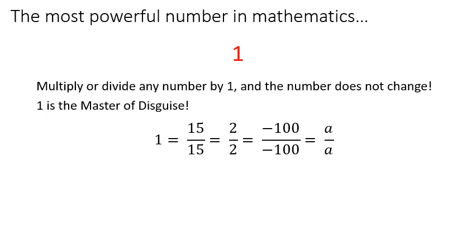Any fraction where the numerator and the denominator are both the same is equal to 1. So here I've given you some examples: 15 over 15, 2 over 2, negative 100 over negative 100, or a over a. Anyway, we will be using this property a lot in this section.